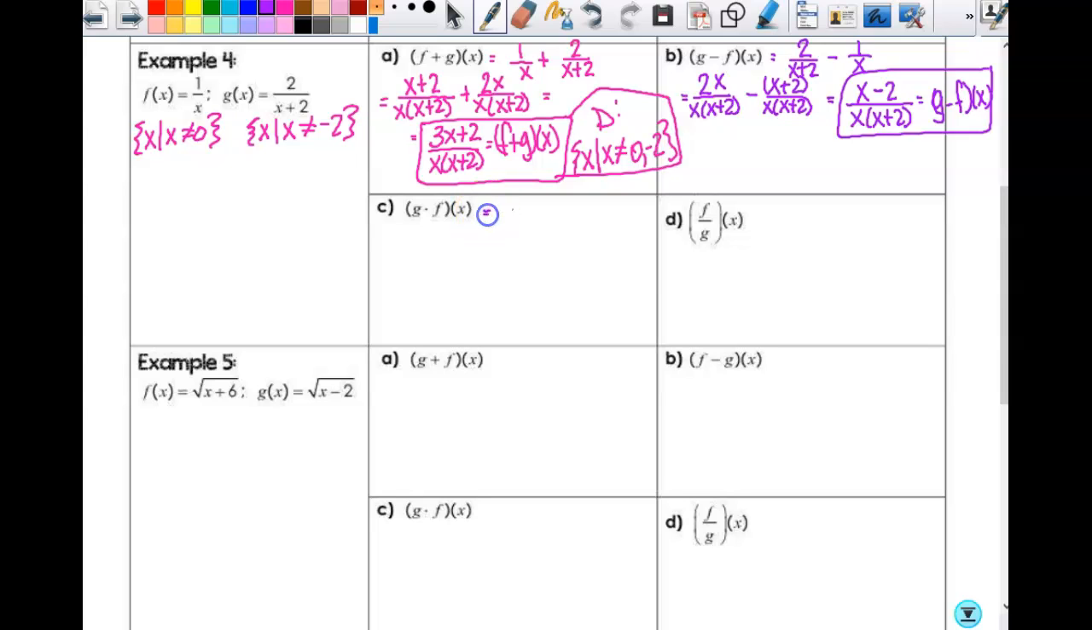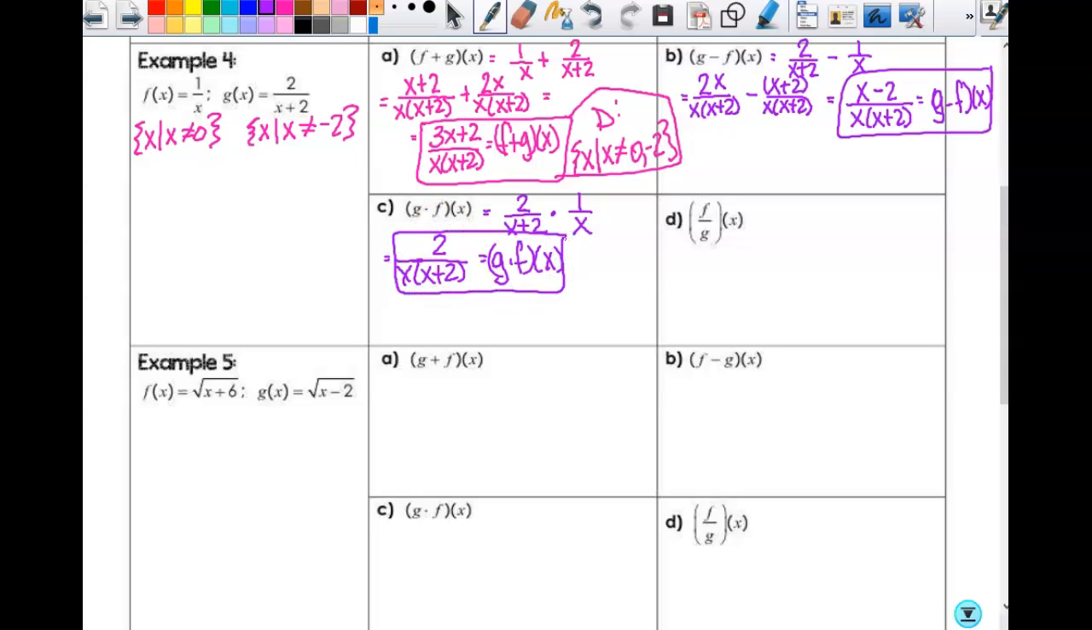This is equal to g times, which is 2 over x plus 2, times f, which is 1 over x. Do I need a common denominator? No. If you get a common denominator, in the end, you'll get the right answer if you do everything right, but you're making a lot more work for yourself. You just multiply straight across. So in the numerator, you get 2. In the denominator, you get x times x plus 2. You don't even have to distribute. This is equal to g times f of x.